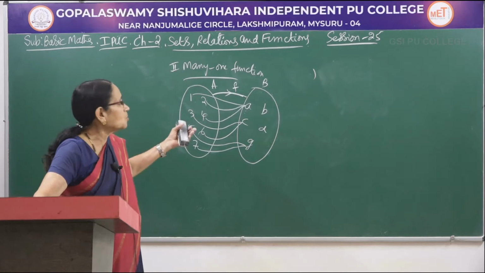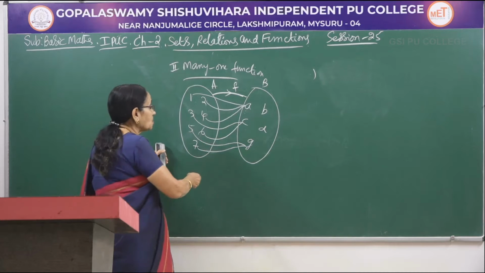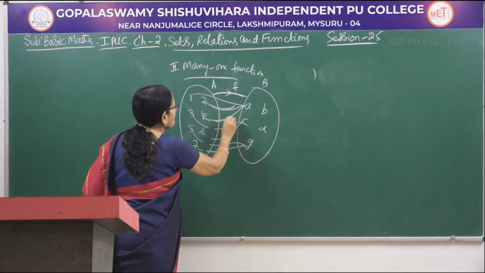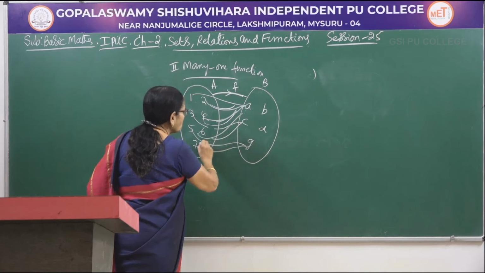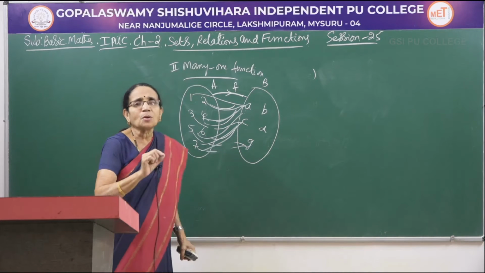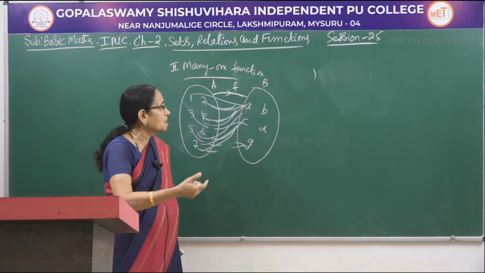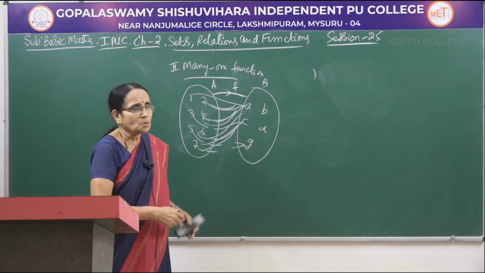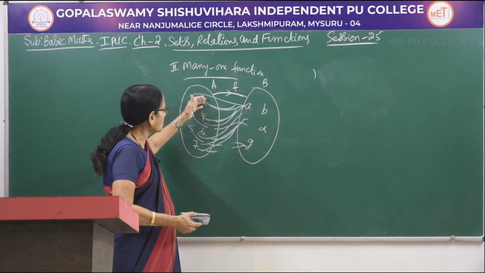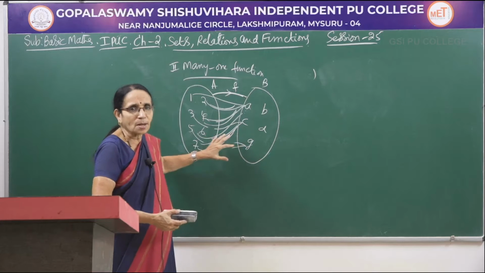That means more than one element. Many means they need not be only some elements; all these elements may be associated with the same thing like this. Even that is also called a many one function. Many one means more than one element would be associated with the same element in the second set. So we call it many. Sometimes 3-4 elements would be associated with one. So there are 7 elements given, 3 with one, 4 with another one, like that.